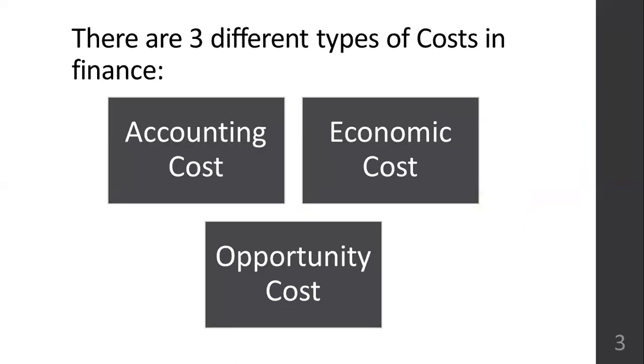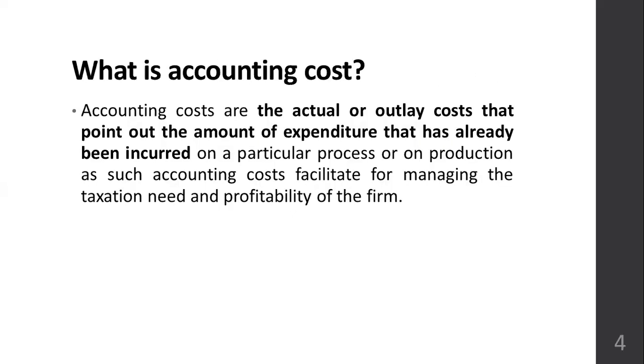So there are three different types of cost in finance. One is the accounting cost, economic cost, opportunity cost. These are three different types of cost. Each one of this we will discuss in detail. Accounting cost. Page number is 25 onwards, those who have the textbook.